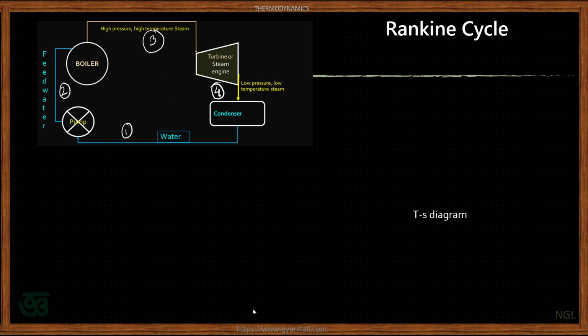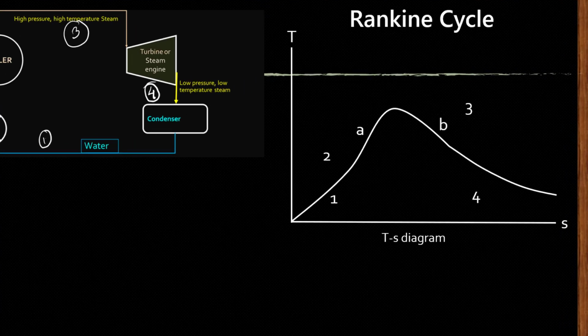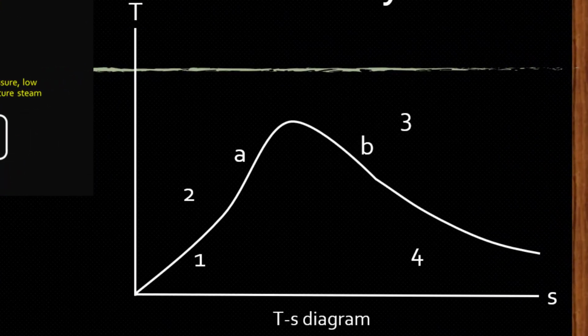Now we will draw the temperature entropy diagram for the Rankine cycle, or this thermal power plant. This is the same saturation line for the TS diagram. During process 1-2, the pressure increases from P1 to P2, and there will be a slight increase in temperature from TS1 to T2. Now TS1 is the saturation temperature of water at low pressure.